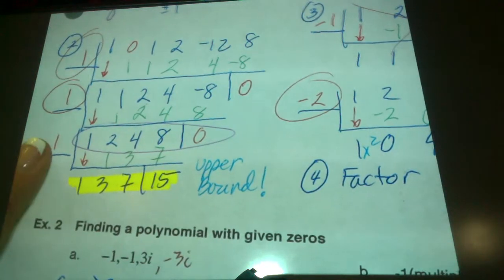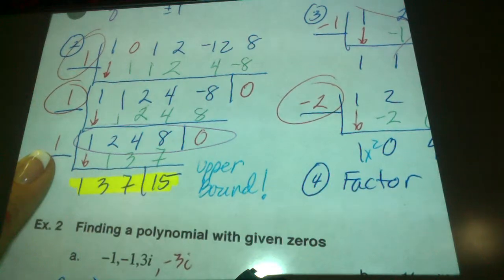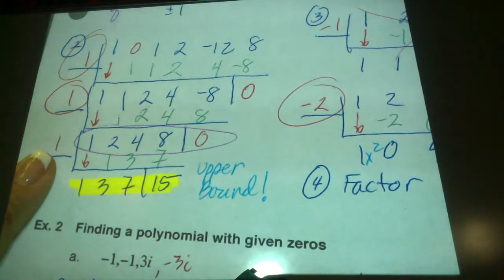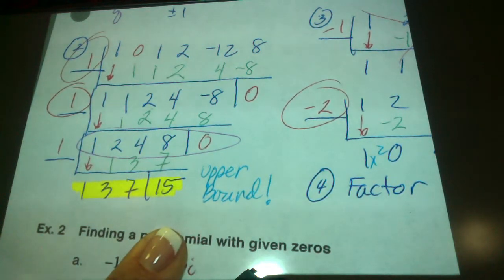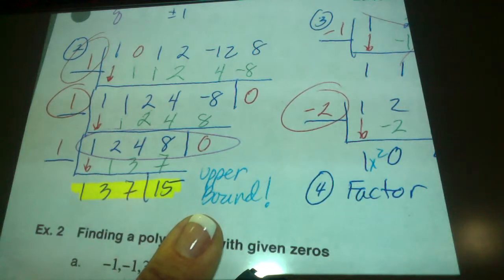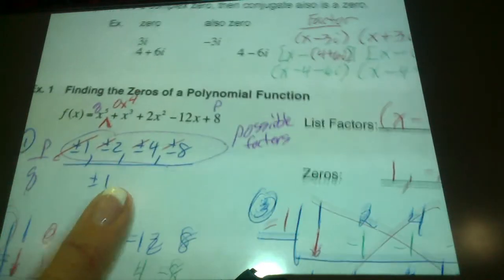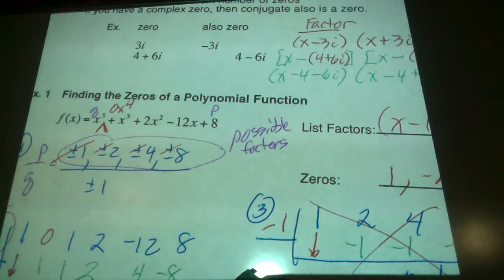Oh, okay. He asked, why is it that when I got here, I knew that I wouldn't be choosing positive 2, positive 4, positive 8? Is that your question? Because of this bottom row here, all of them are positives or zeros, and that tells me I found my upper bound. So there's no possible factors greater than 1 that are real. So that means that out of all of these possible factors, 2, 4, and 8 are greater than 1. They're not going to be possibilities. So I'm not even trying. Yeah, you could try 4 and you could use synthetic division, but it's not going to give you a remainder of 0.